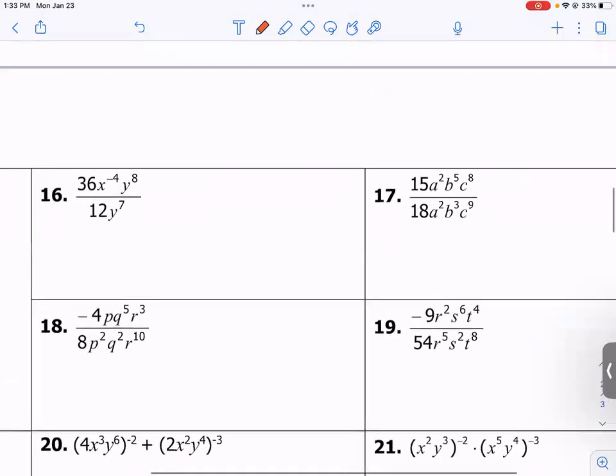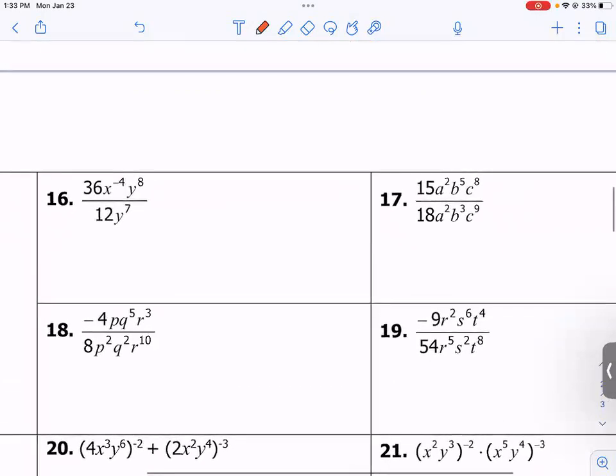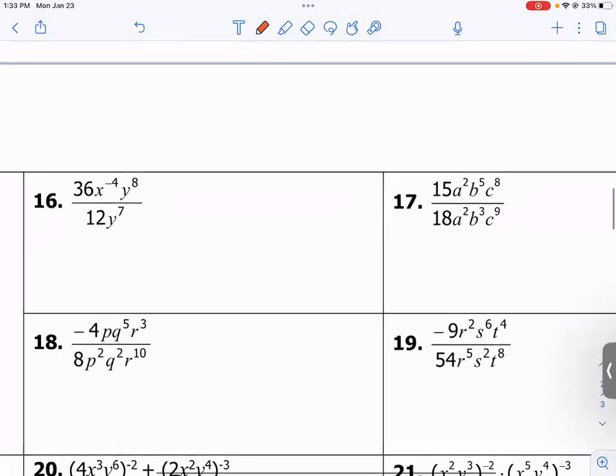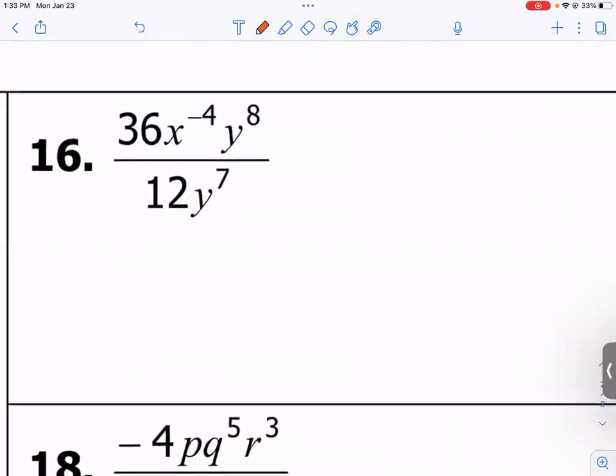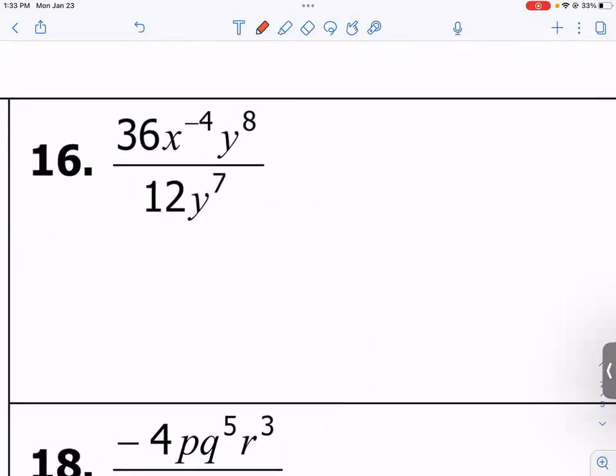Okay, let's see. From this chunk of 4, Carter, pick one. 16. All right, we're gonna look at 16. You want number one? Hard ones help us learn better than easy ones. Okay, Maddie, what is 36 divided by 12? Thank you, Maddie.